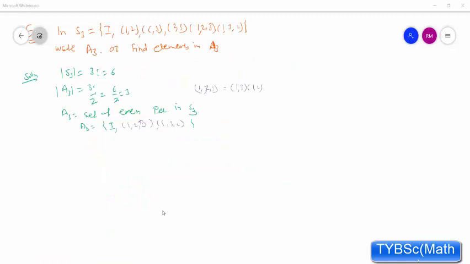So friends, observe this example. In S3, the symmetric group of order 6 defined on 3 symbols, containing 6 permutations, the identity, and so on, the question asked is: find A3, or write the subgroup of S3. What is the subgroup of S3?